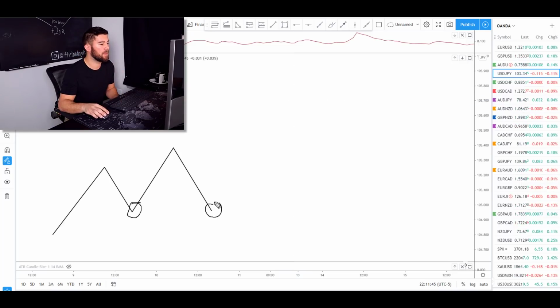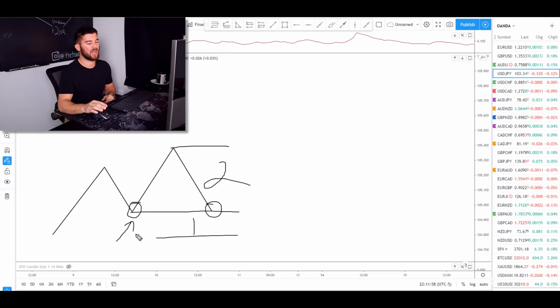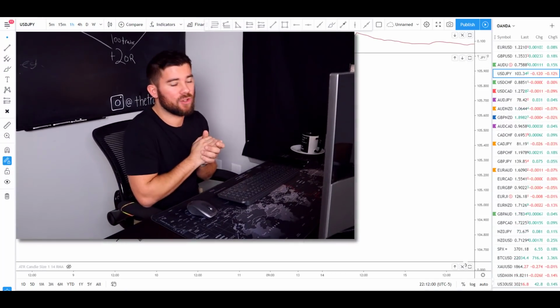So on this deep pullback, there's actually a few different entry reasons we can utilize that can give us an advantage over the market while also giving us an opportunity to get a really good reward to risk ratio because we have a safe place right at structure to put our stop loss. That's what we're diving deep into in today's video.